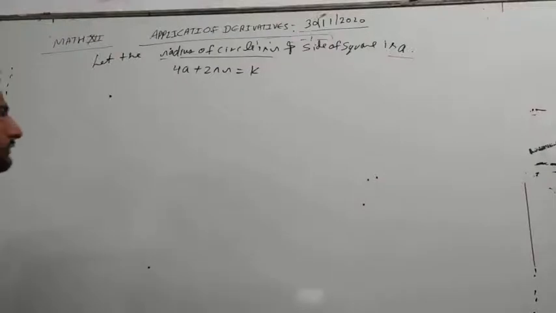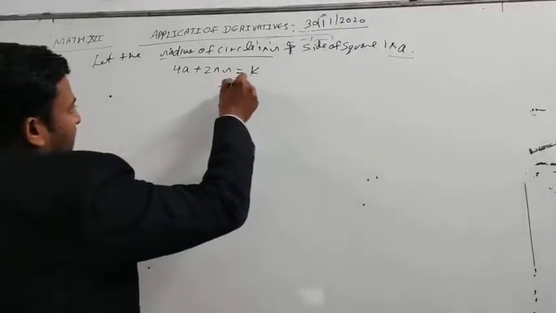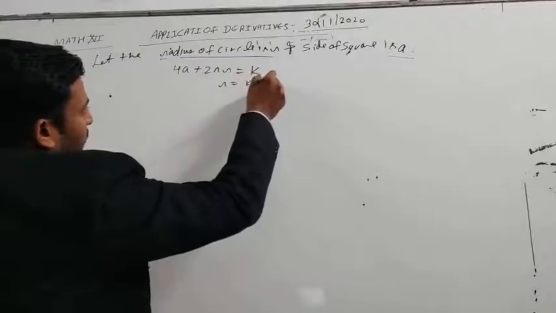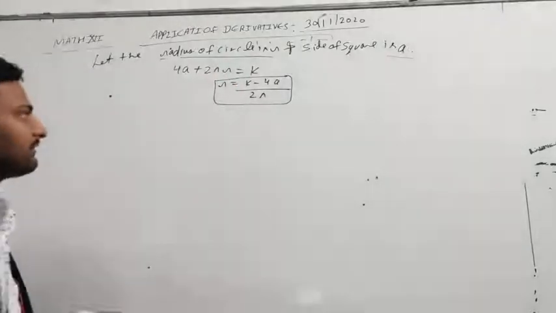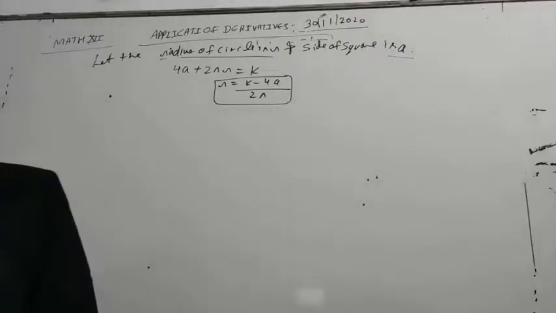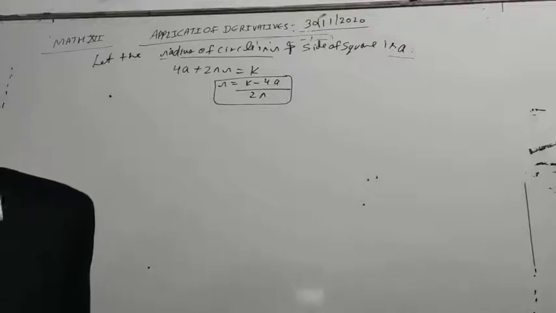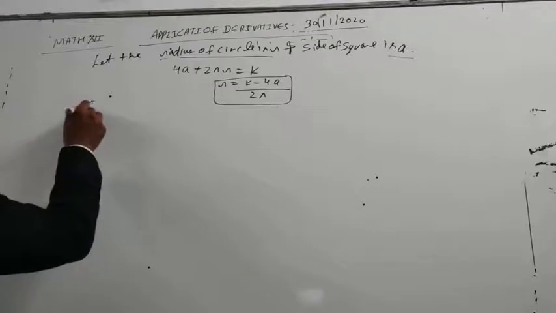Now we will find from here our radius r, which will be what? So r will be (k minus 4a) by 2 pi. Okay, so r will be equal to (k minus 4a) by 2 pi. Now we have to find out the sum of the areas.